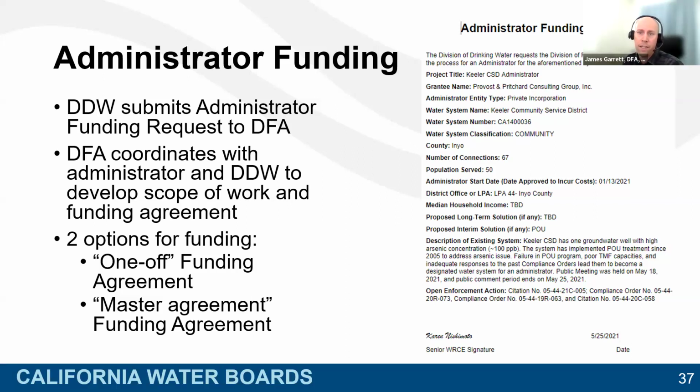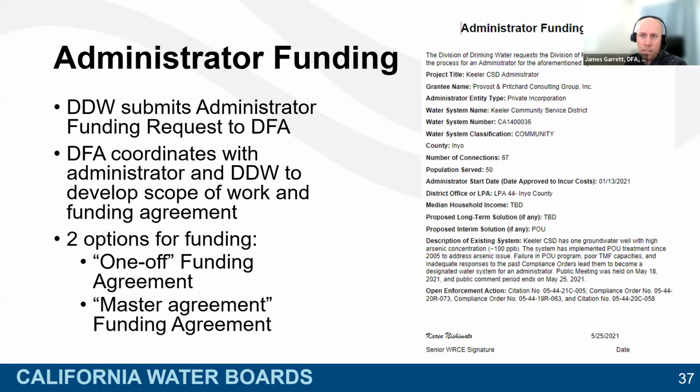So taking these criteria into account, Division of Financial Assistance coordinates with DDW on administrator orders to provide related funding where it's eligible and appropriate. The form that you see on the right side of the screen here is an example of the administrator funding request that DDW will submit to DFA, and it essentially starts the process of getting the funding approved for the administrator. Now, this request does come directly from the Division of Drinking Water, Safe Drinking Water section. I just wanted to mention that because it's important to be aware that a drinking water system does not, and really cannot, apply directly to the Division of Financial Assistance for administrator funding. The funding process is intertwined with the larger process of getting an administrator appointed.